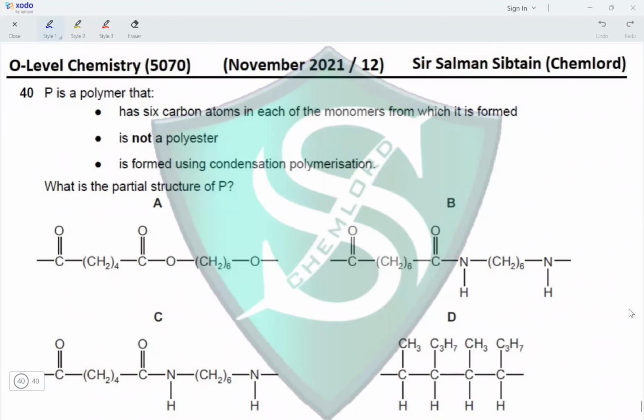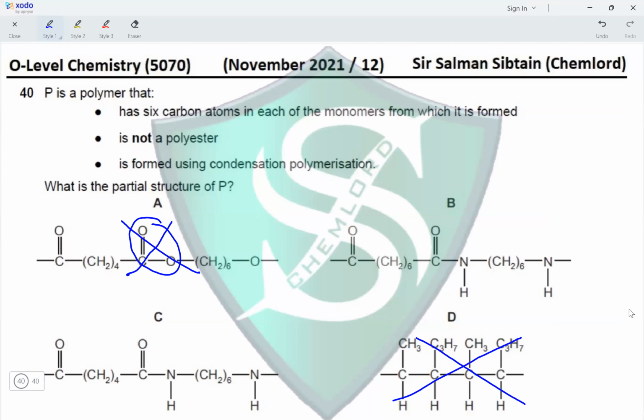Question 40. P is a polymer that has 6 carbon atoms in each of the monomers from which it is formed, is not a polyester, is formed using condensation polymerization. That means it's a polyamide. So if we look at option A, we've got the ester group present. So A becomes incorrect. In B, we have got the amide group present, so we'll have to look at it further. In C, we have got the amide group present, we have to look at it further. And in D, we do not have an ester or an amide group. That means this is an addition polymer, not a condensation polymer. So now we have two options, one of which is correct.